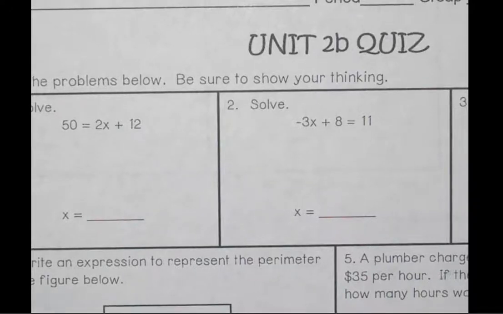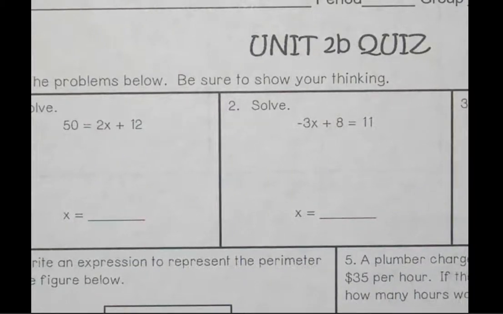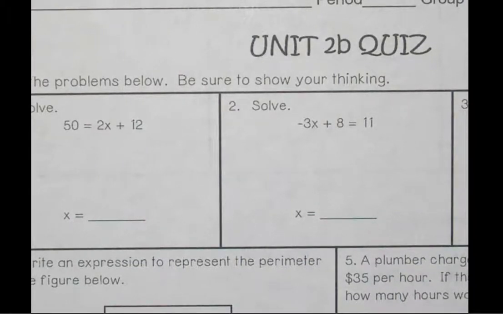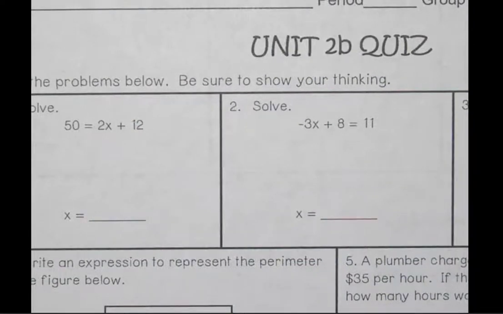Okay, so here's the help video for the Unit 2B quiz, and this is for those that want to make corrections and resubmit for a better grade. So if you made less than an A and you want to make an A, you're able to make corrections. I'm not going to give you the answers because I do want you to work these out on your own, but I'm going to guide you through to help you get started.